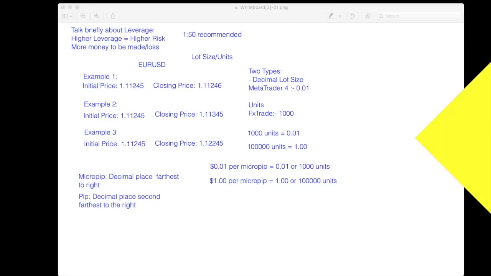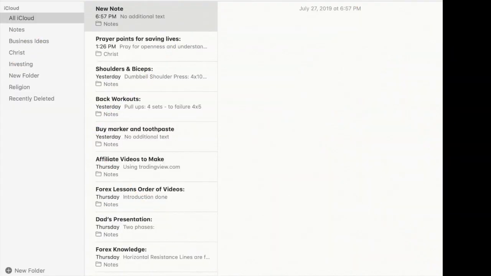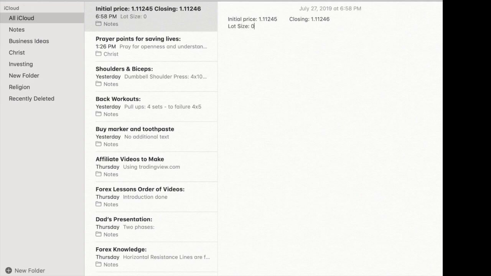So the example says that right here, the initial price was 1.11245. So let's write that down. Initial price 1.11245. Closing price was 1.11246. Now, what's the math for this? Let's say this is your USD, right? And we are using a lot size of 0.01, right? That's just 0.01 per micropip.